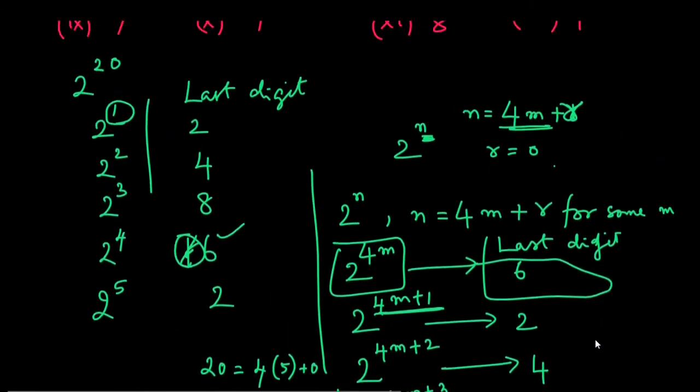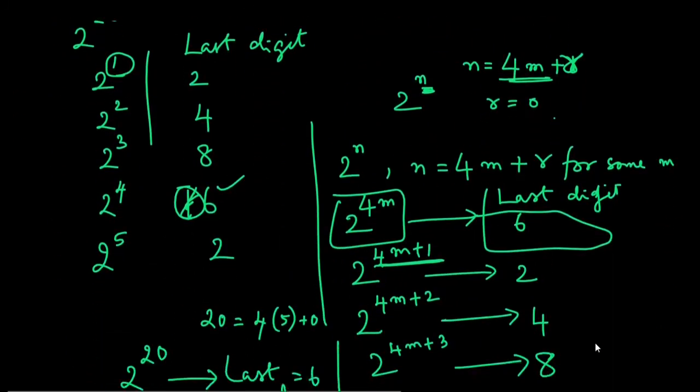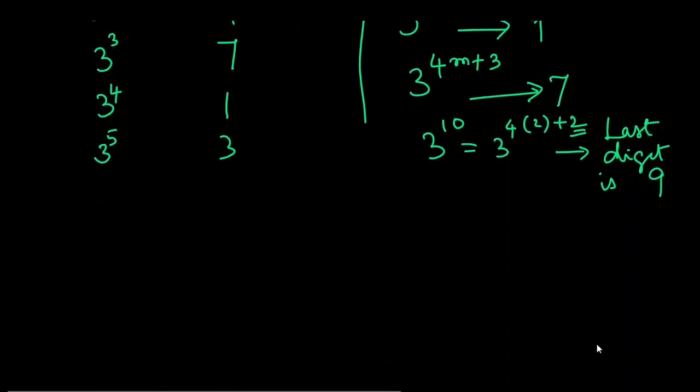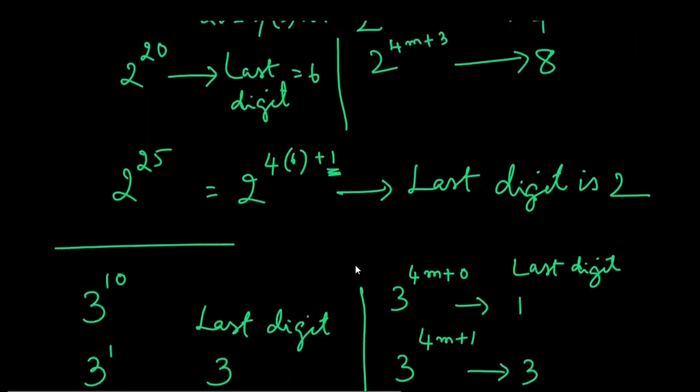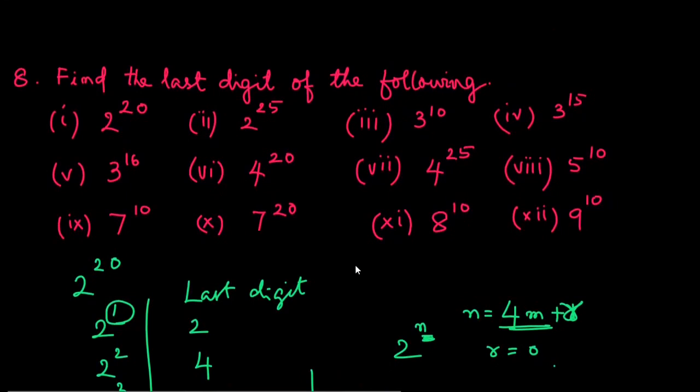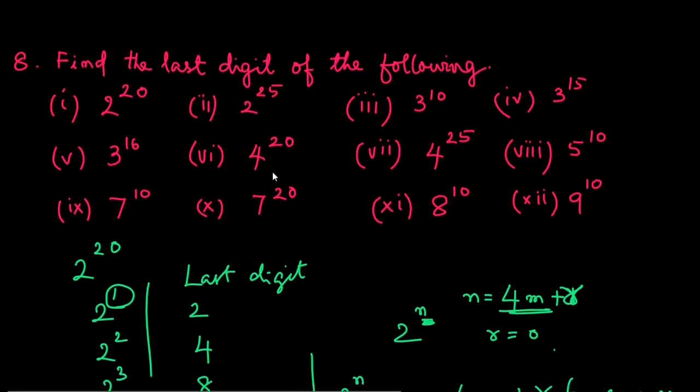So in this way we can check for other numbers. 3 power 15. 3 power 15 can be written as 3 power 4 into 3 plus 2. So plus 2 is here. So 3 power 2, the last digit is 9. For other numbers also, we can do the same thing.